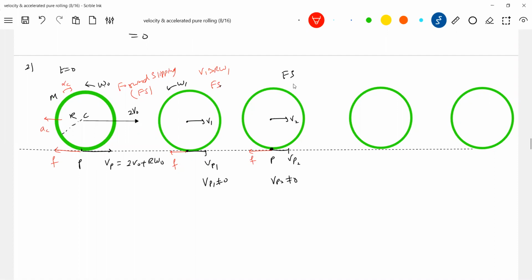This friction acting now decreases the linear velocity and increases the angular velocity. Again, I'll check it. I'll see that the velocity of point P will again be non-zero, and it will be forward slipping. Now, if friction continuously acts, at one instant it will have pure rolling.